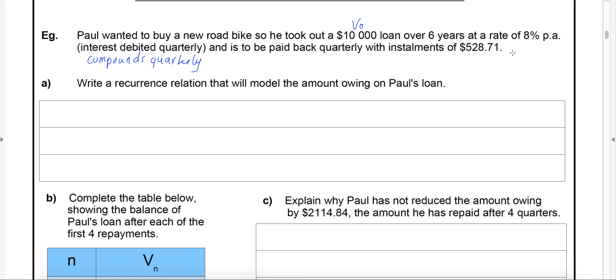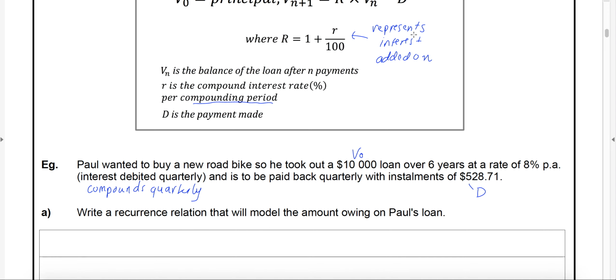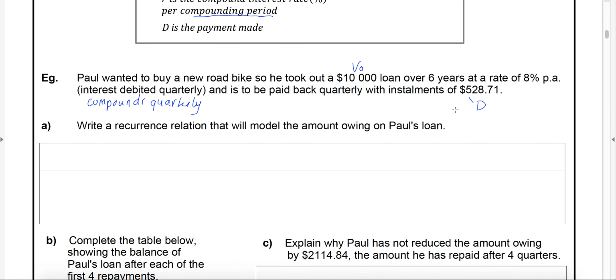Installments are $528.71. So that's our D value. That's in our rule up here, the payment that's being made. Just before I start though, see how this is per annum and it's quarterly? That means I need to divide this, 8 divided by 4, so we get a rate of 2 or 2%.